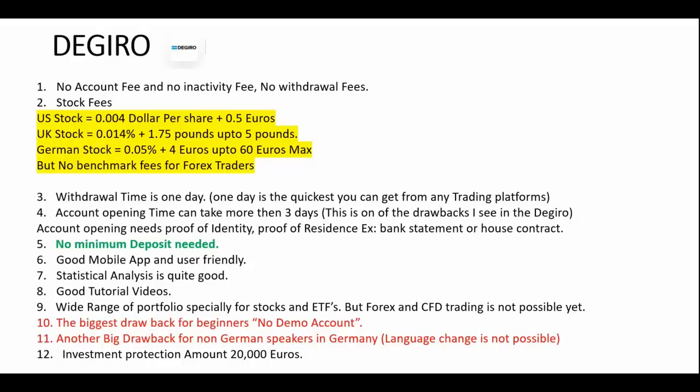And of course, the account opening needs proof of identity and proof of residence. Like I said, it's common for all the apps. But yes, this is one of the drawbacks, that it can take up to 3 days to open your depot account. Now, no minimum deposit is needed. This is a really good feature of DEGIRO, that when your depot account is opened, you can instantly start trading without depositing any money. Okay, so this is a really good feature of DEGIRO.